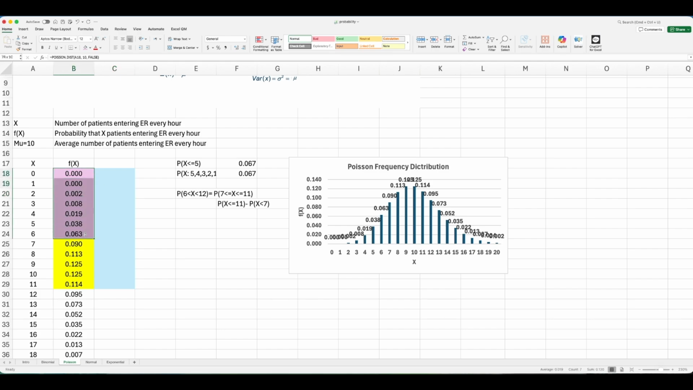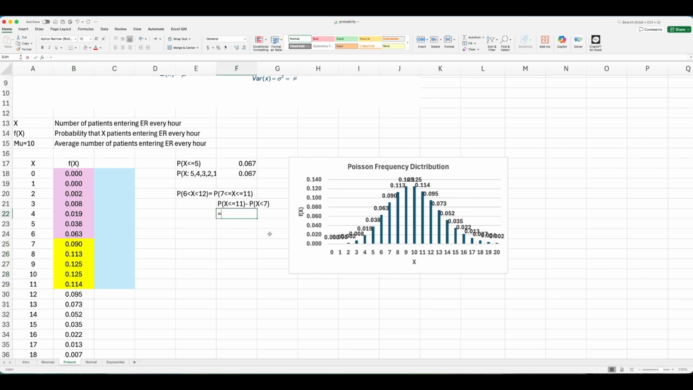If I highlight this as purple, and I subtract the purple area from the whole range of the blue area, that gives me the yellow area. I can rewrite the probability of X being between 6 and 12 as the probability of X less than or equal to 11, the blue range, minus the probability of X less than or equal to 6, or less than 7, which is this purple area. Then it gives me the yellow area, which is my target.